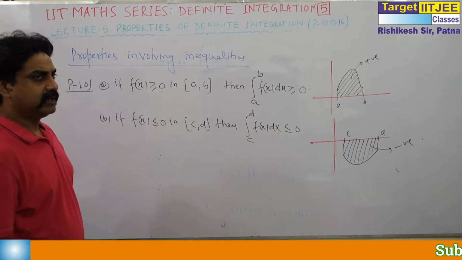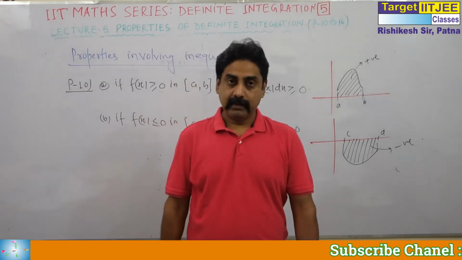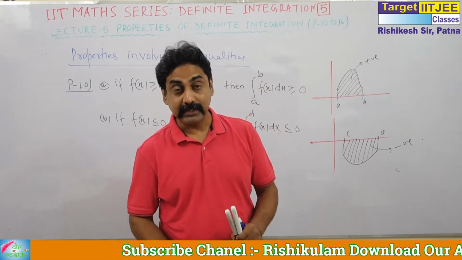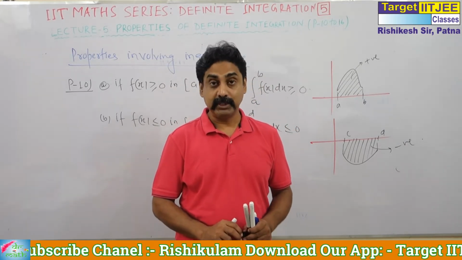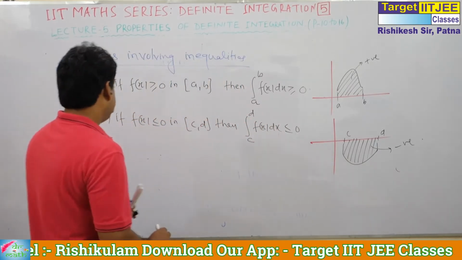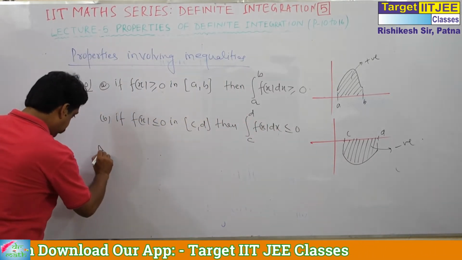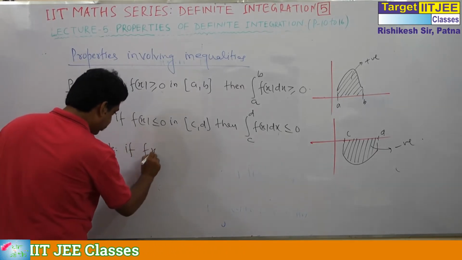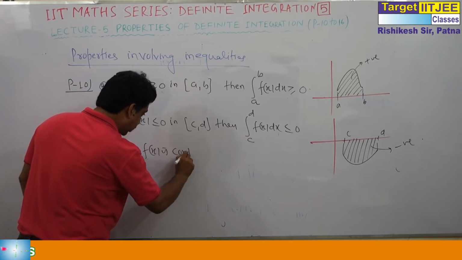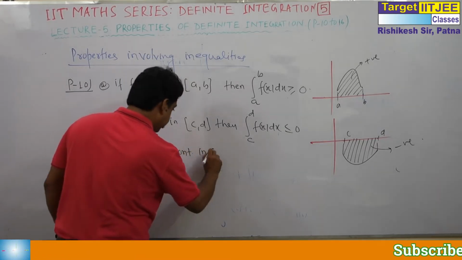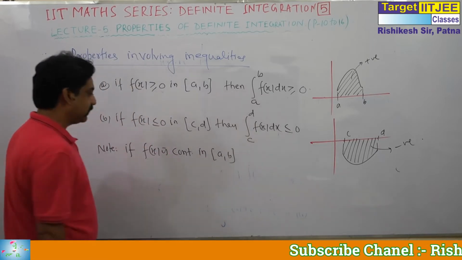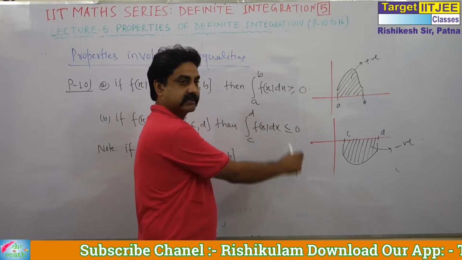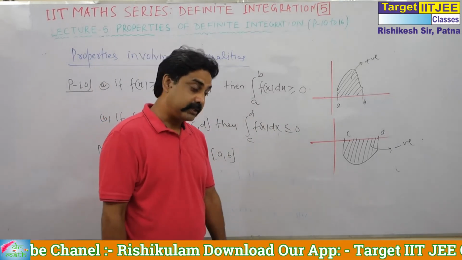We will use this property. Sometimes it is very useful with the intermediate value theorem. You can note this point: if f(x) is continuous in [a, b], continuity is a must condition. I haven't told you earlier, but continuity is a must condition for this. If not continuous, go for property 3.